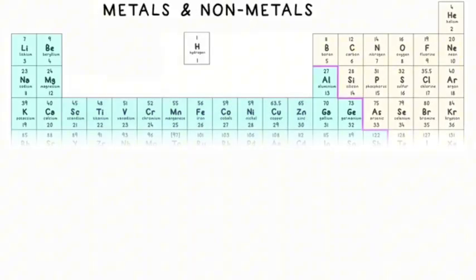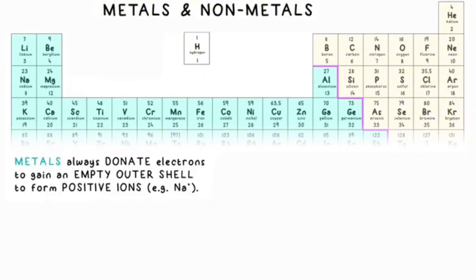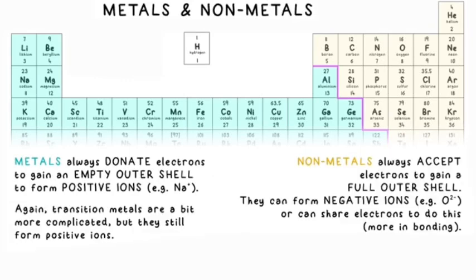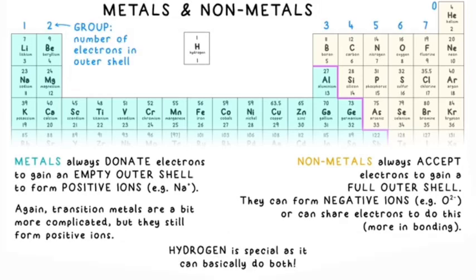The modern periodic table can be split up into different sections. For example, everything to the left of this staircase is called a metal. Metal atoms always donate electrons to gain an empty outer shell of electrons. Again, slightly weird with transition metals, but we don't think about their shells. To the right of the staircase, non-metals. They always accept electrons to gain a full outer shell. The column an atom is in is called the group.